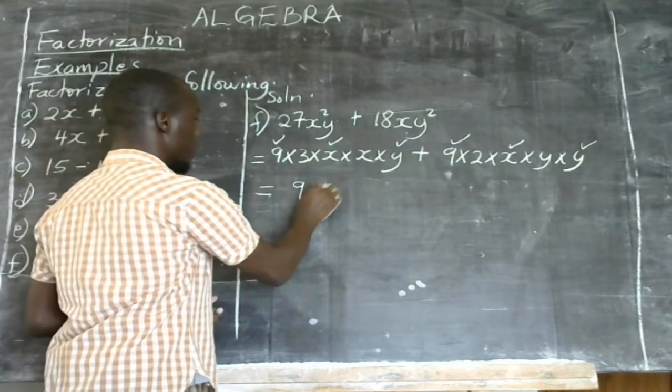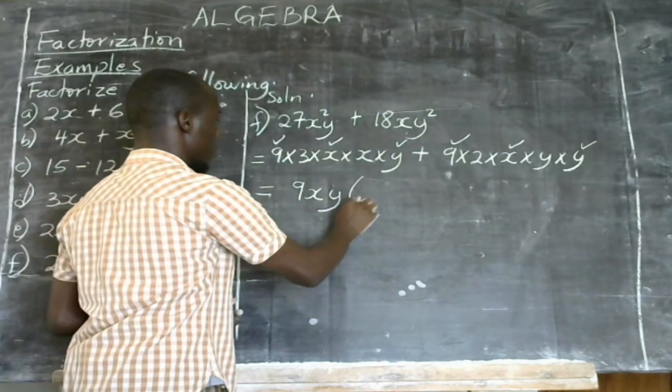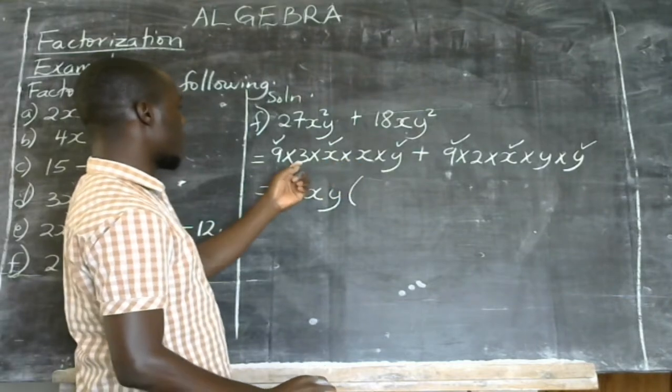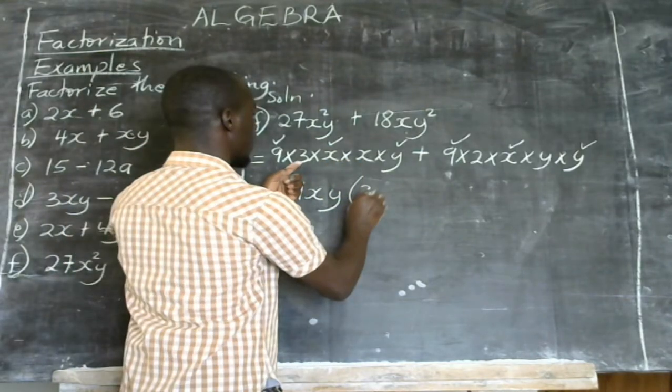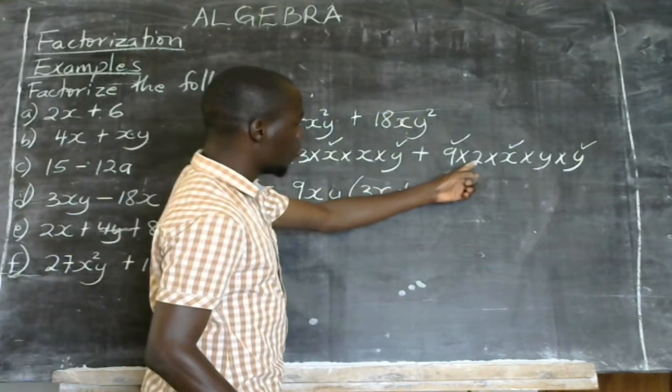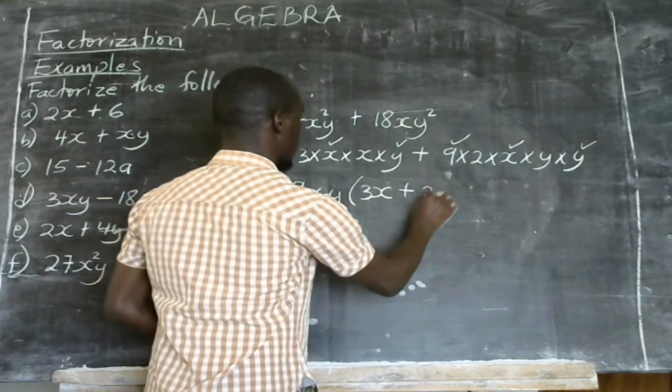So 9xy into, here I'll be left with x and a 3, that is 3x, then plus, there I'll be left with 2 and y, that is 2y.